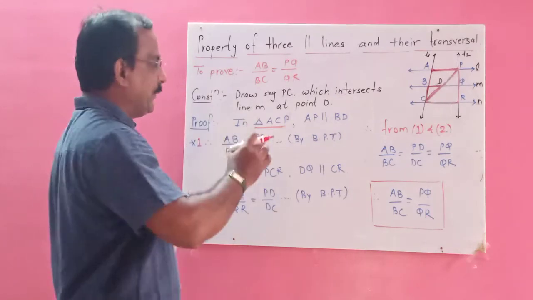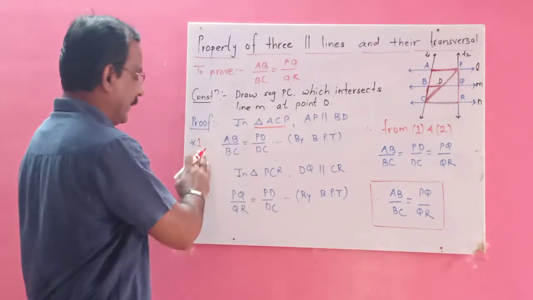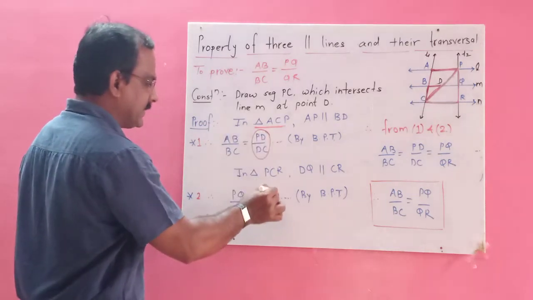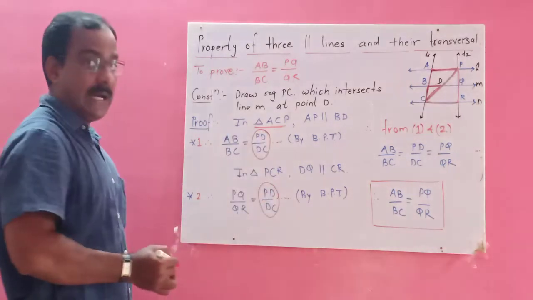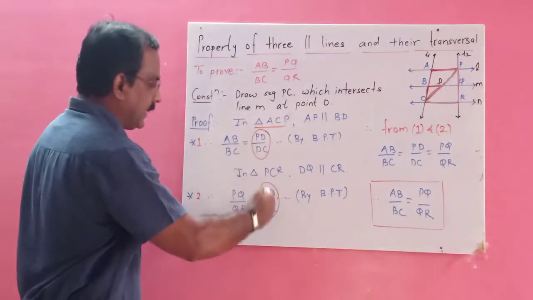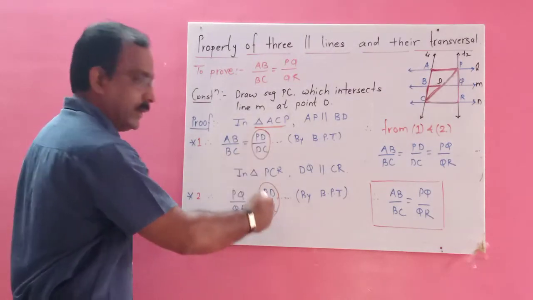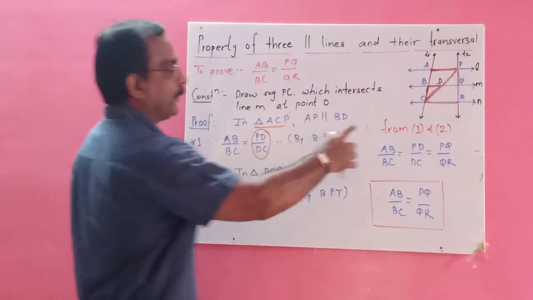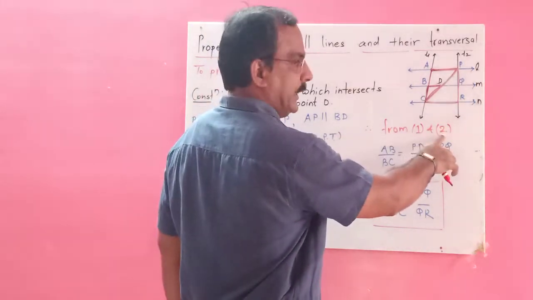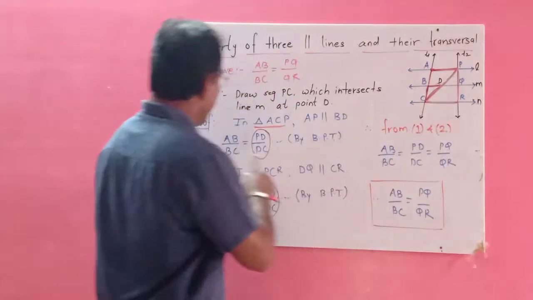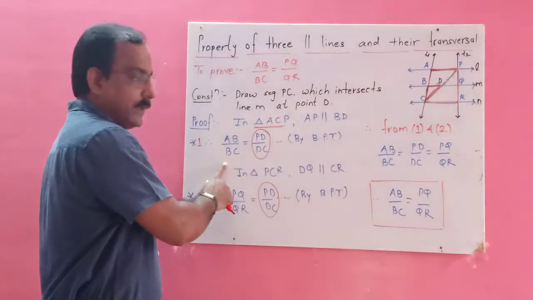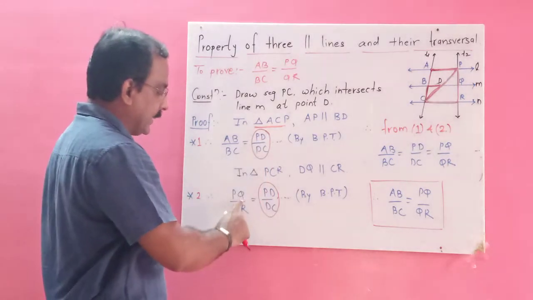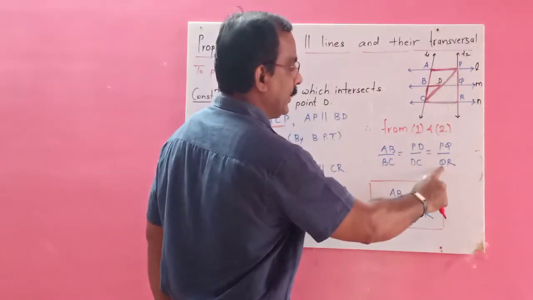And dear children, if you compare these two points, point 1 and point 2, the right hand sides, PD upon DC and PD upon DC, are equal. If these two are equal, we can say that the left hand sides are also equal. So from point number 1 and point number 2, we can say that AB upon BC is equal to PD upon DC is equal to PQ upon QR.